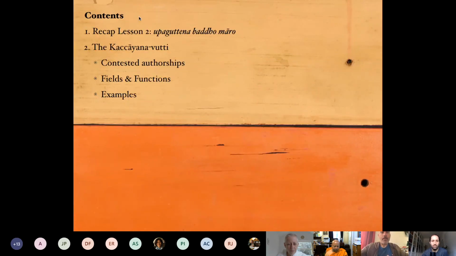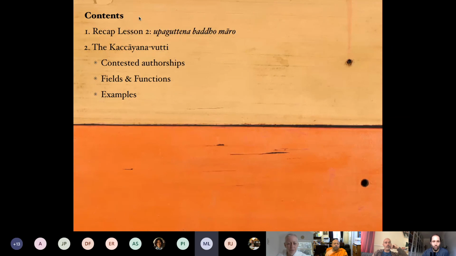So in the lesson for today, we will first recap a little bit what we saw last day. Someone mentioned in the question and answer section an example of Upaguttena Baddo Maro. That's a very interesting example, because this example is not found in the canonical literature of the Theravada. So before we go into the Kaccāyana Buddhi, we're going to look a little bit into this example.